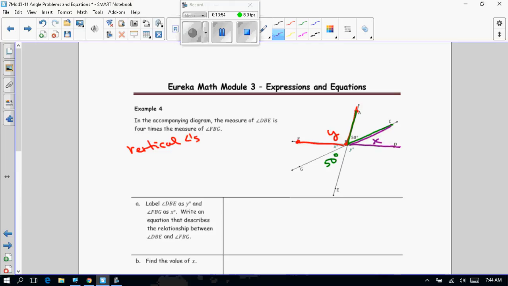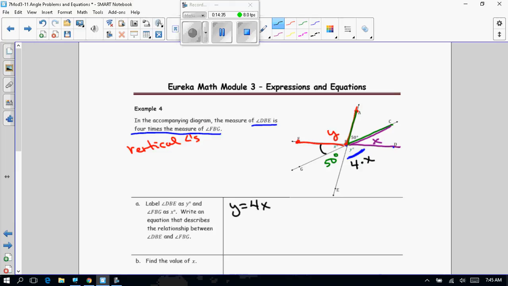Okay. So you can look at this and say we have angles at a point, or you might see angles on a line. Okay. Let's see, what else do we know? Oh, it helps to read the problem here, Mrs. Hoekstra. It says that DBE, where's D? DBE, this angle right here, is 4 times FBG. FBG is X, this one. This is 4 times that one. So in other words, Y is 4X.